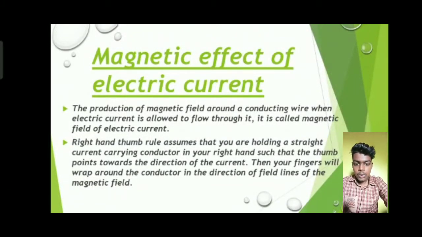Magnetic effect of electric current. The production of magnetic field around a conducting wire when electric current is allowed to flow through it is called magnetic field of current.